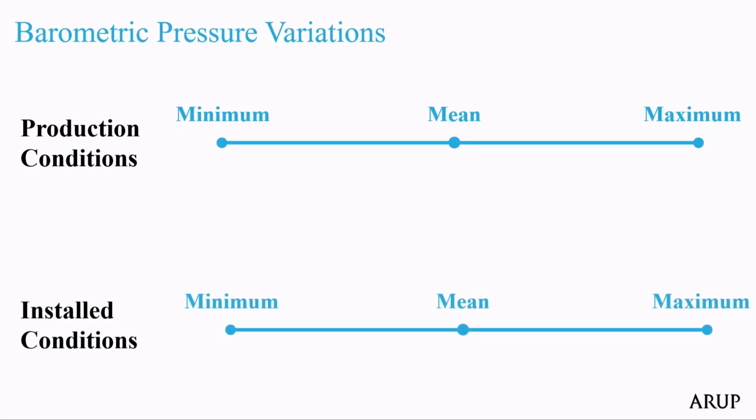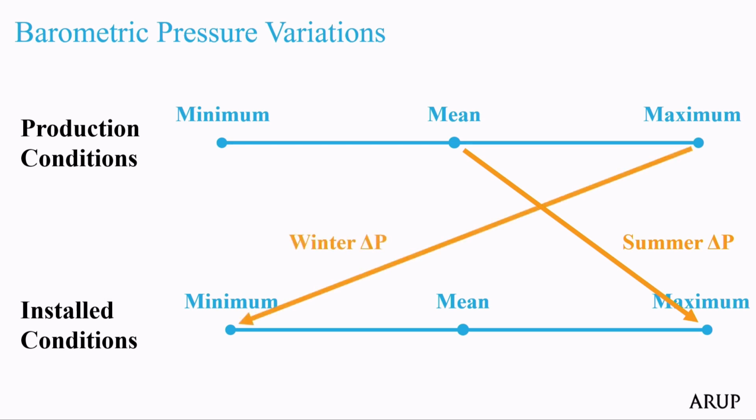Next up is pressure. The way that we understand the DIN to define pressure variations is considering a range of values, a minimum value, a maximum value, and a mean value for both production and installed conditions. And so the summer pressure variation is taken as a difference between a mean and maximum, and the winter as a maximum to a minimum.